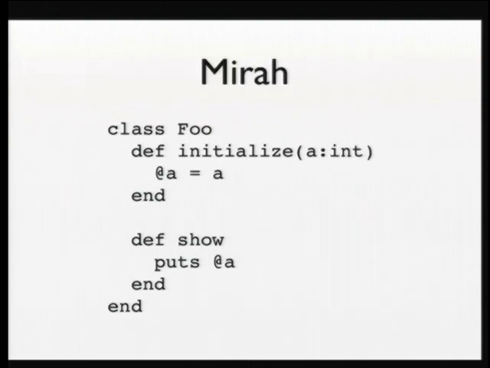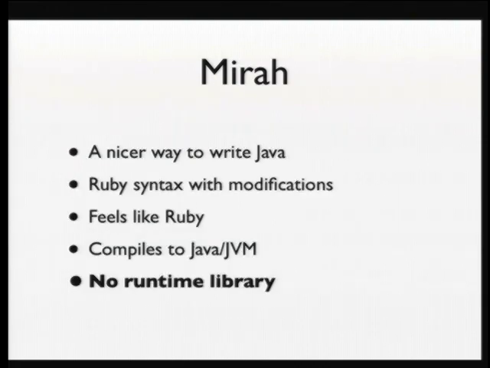So in Mirah, we're pulling features from various languages. We're pulling syntax from Ruby, the bits and pieces that we like. We're doing local type inference like Scala, and actually some field inference here. And the goal of this, let's take a look. Mirah is kind of, at the moment, like a nicer way to write Java. It's Ruby syntax with a few modifications, like type annotations for parameters coming in. But it ends up feeling a lot like Ruby and compiles directly down to Java or to JVM bytecode. And you can produce Java source with it as well.